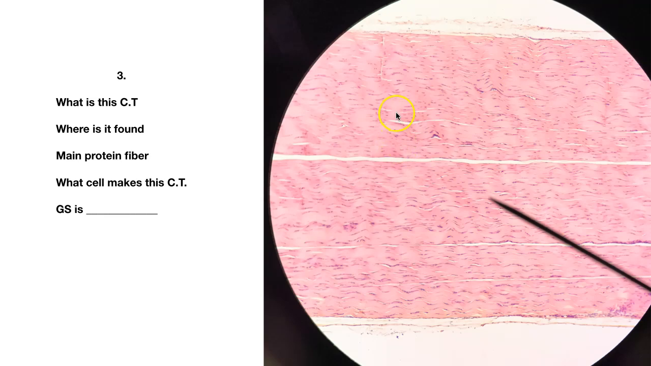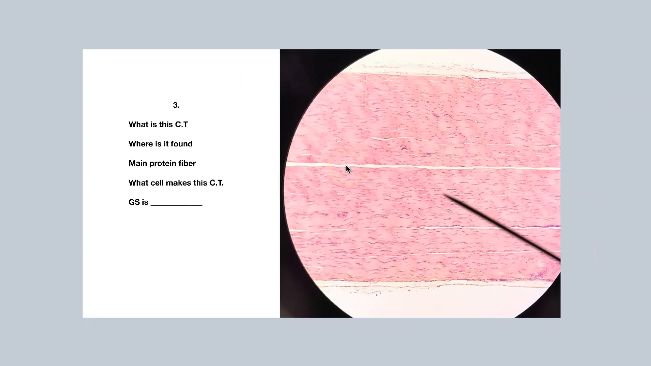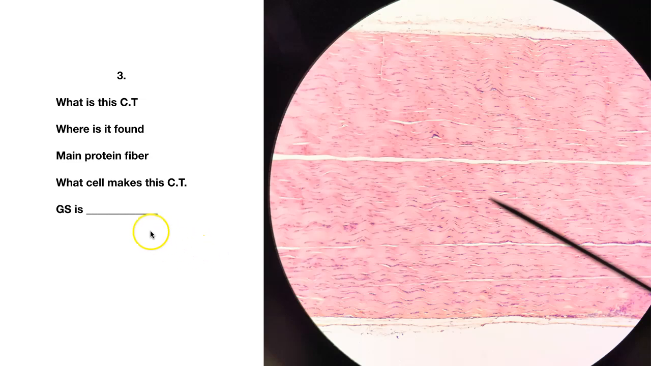What cells make this connective tissue? Here's their nuclei that are smashed. This is a connective tissue proper, so this is a fibroblast. These are all fibroblasts. The ground substance is syrupy, gel-like. Dense, regular connective tissue is called dense because it's packed with these protein fibers in the matrix.